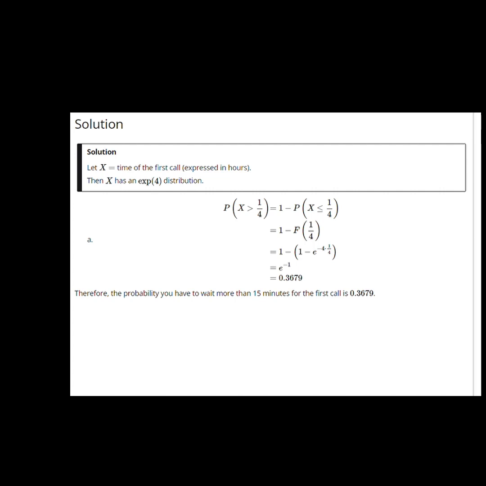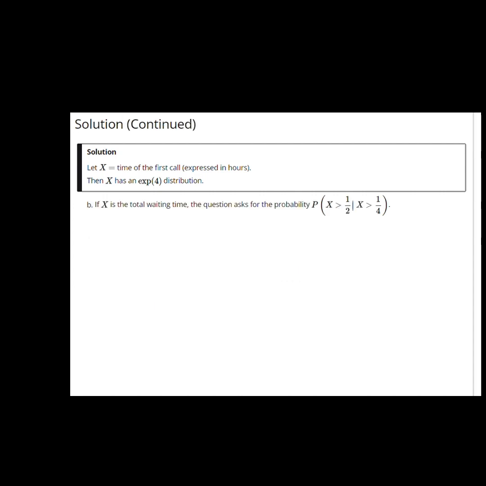0.368. You might think that if the average time to the first call is 1/4 of an hour, then the probability that the first call occurs after 1/4 of an hour should be about half. It's not. According to this calculation, it's about 36.8%.